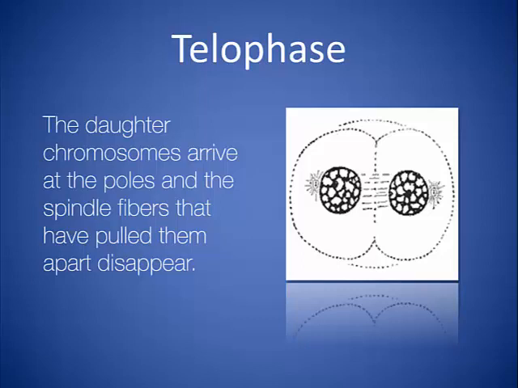A new nuclear membrane, using the membrane vesicles of the parent cell's old nuclear membrane, forms around each of the daughter chromosomes. The nucleoli reappear too. Both sets of chromosomes, now surrounded by new nuclei, begin to relax or decondense back into chromatin. Mitosis is complete, but cell division is not yet complete. Cell division is complete when the separate process of cytokinesis begins, which begins at the same time as telophase.